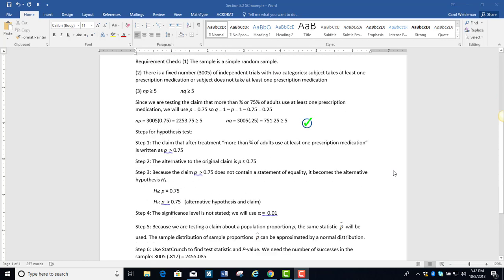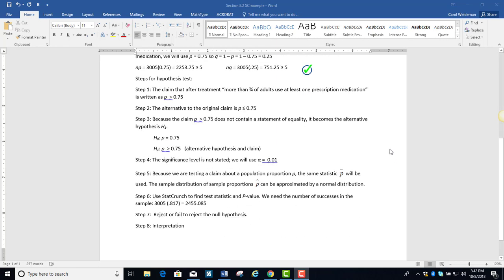The steps for the hypothesis test. Step 1, the claim that more than 3/4 of adults use at least one prescription medication is written as p greater than 0.75. It should just be the claim that more than 3/4 of adults use at least one prescription medication. The alternative to the original claim is written as p less than or equal to 0.75. Since the claim p greater than 0.75 does not contain a statement of equality, it becomes the alternative hypothesis H1.